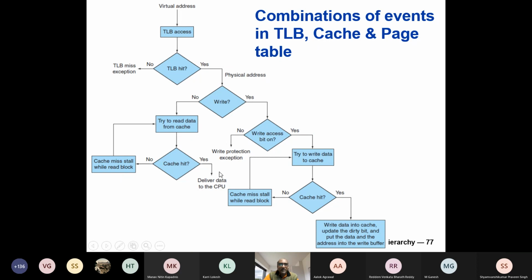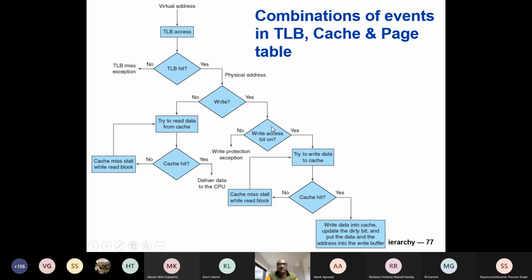If it is a hit, then the CPU can access that and move forward, can execute the instruction. And if it is not present, then again a cache miss occurs, and you have to fetch the block and then read. So these are the various possible actions that can take place from a virtual address to the execution of an instruction. Various possibilities can occur, whether it's present in the TLB or not, and afterwards whether you have to write into that or read from that.